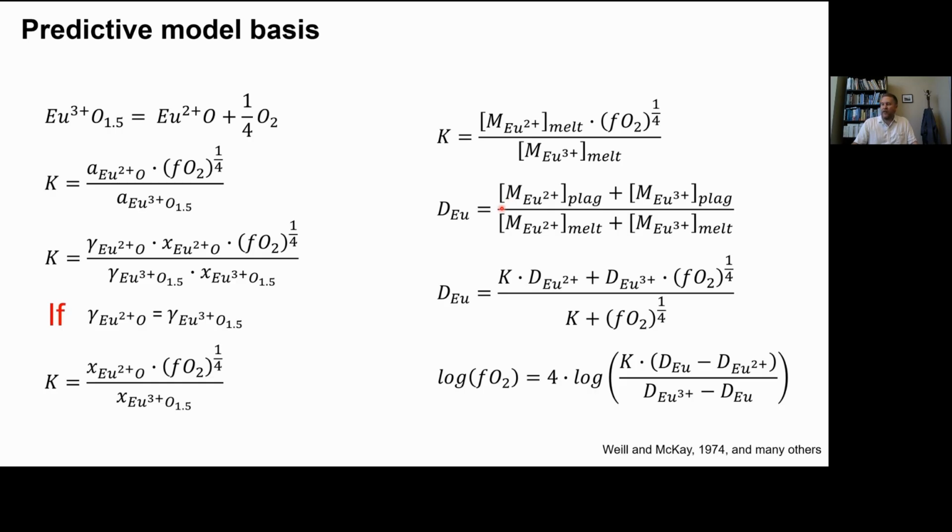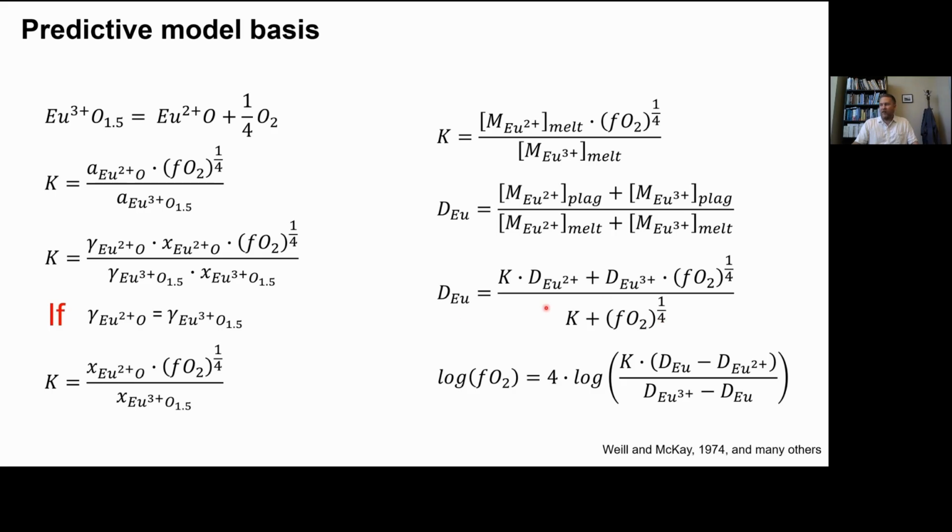So here we have contributions of the reduced species, the mass fraction of the reduced species and the oxidized species in the plagioclase in the numerator, and then in the denominator, the same species in the coexisting liquid. Rearranging this equation and this one and combining them gives this expression, where the europium partition coefficient is a function of an equilibrium constant, the reduced and the oxidized species, and oxygen fugacity.